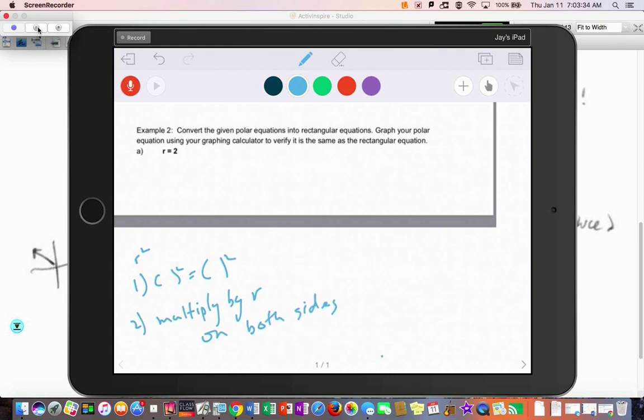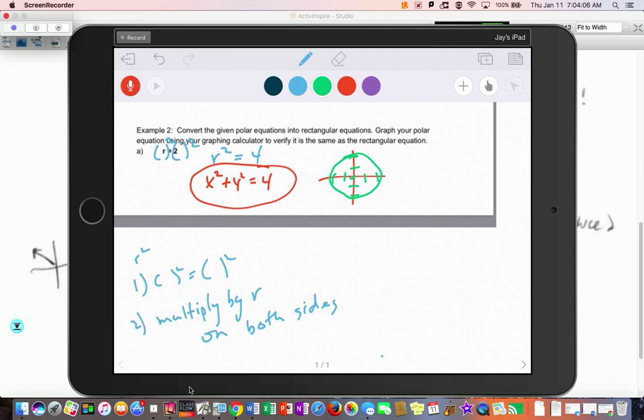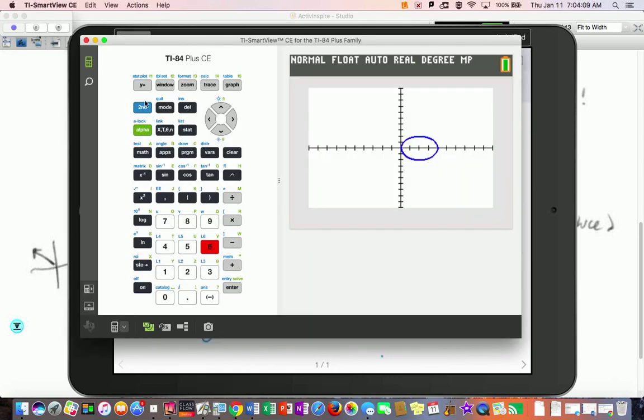So in this first example, I can square both sides, and I get r squared is equal to 4. And r squared can be replaced with x squared plus y squared. So there's a nice x and y equation, what we call a rectangular equation, because I know that that's a circle with the center at 0, 0, radius of 2. And what we could have done in the beginning is just done the graph.